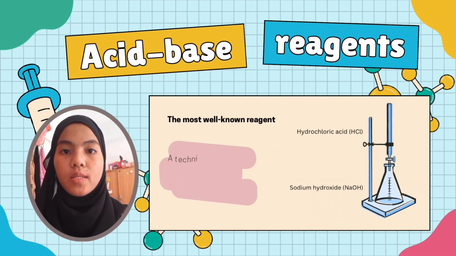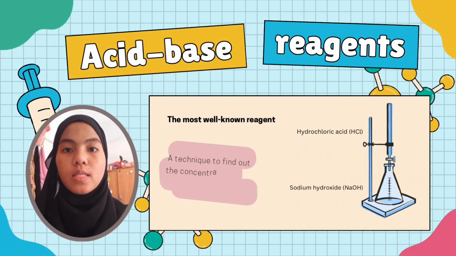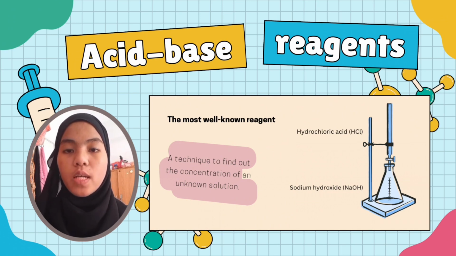First, we have the acid-base reagent. These are probably the most well-known. Acids like hydrochloric acid and bases like sodium hydroxide are used in titration, which is a technique to find out the concentration of an unknown solution. If you have done titration in school, you have already used reagents.